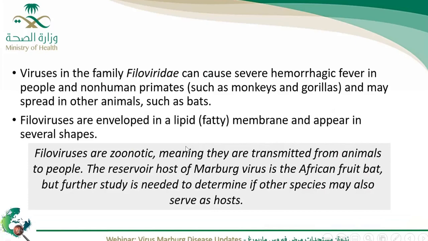Viruses in the family filoviridae can cause severe hemorrhagic fever in people and non-human primates, such as monkeys and gorillas, and may spread in other animals such as bats. Filoviruses are enveloped in a lipid fatty membrane and appear in several shapes, mainly thread-like, as we mentioned earlier. Filoviruses are zoonotic, meaning they are transmitted from animals to people, and the reservoir host of Marburg viruses is the African fruit bat, but further study is needed to determine whether other species may also serve as a host for this virus.